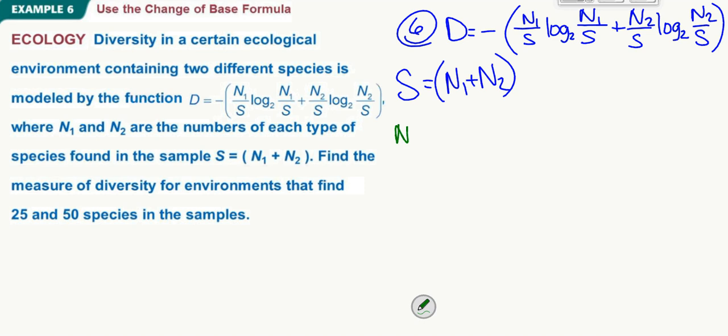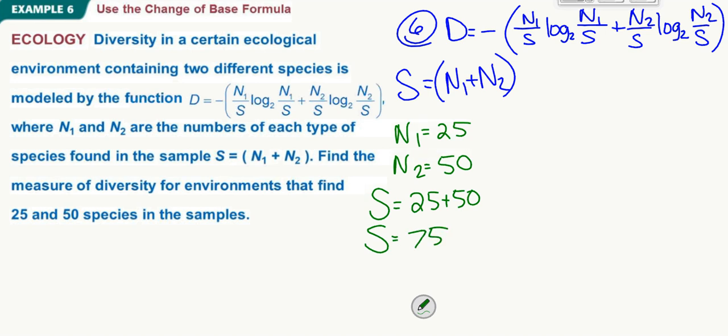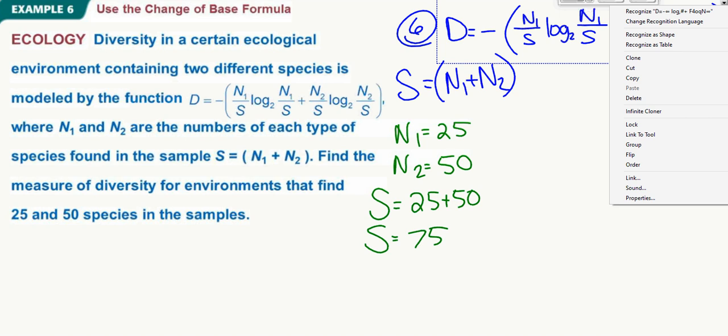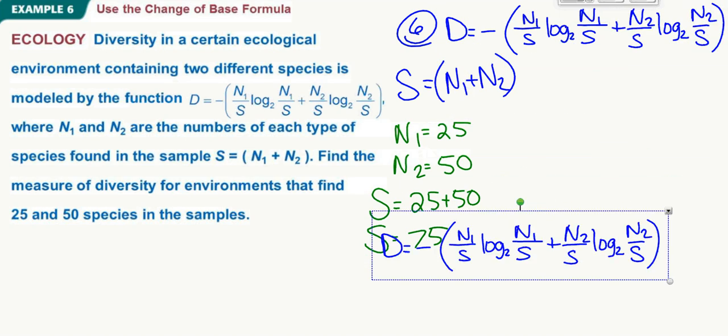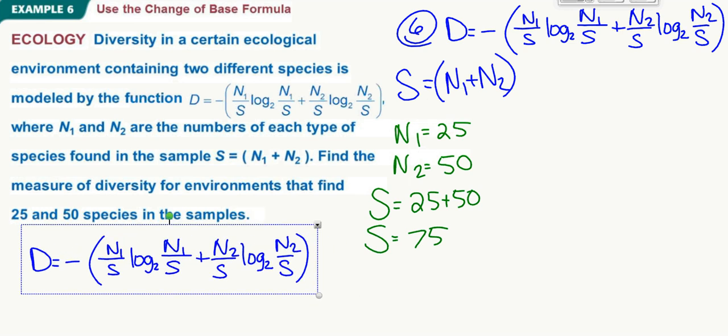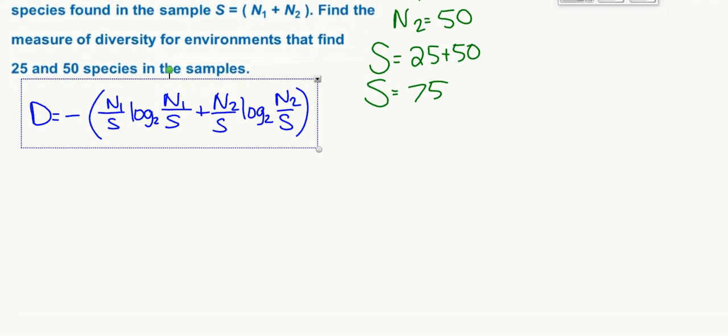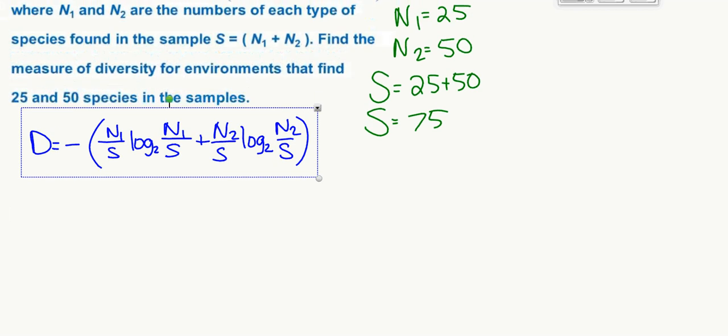It says find the measure of diversity for environments that find 25 and 50 species in the sample. So we'll let N1 equal 25 and N2 can equal 50, and then S is 25 plus 50, so S is 75. I was going to try to write that up there, but I feel like I'm going to be a little squished together if I do. So let me clone that, and I'll slide it down over here so that I have room to put that. And so here's our numbers.